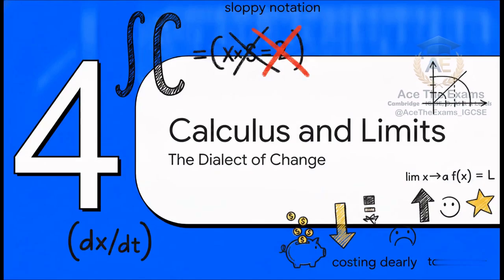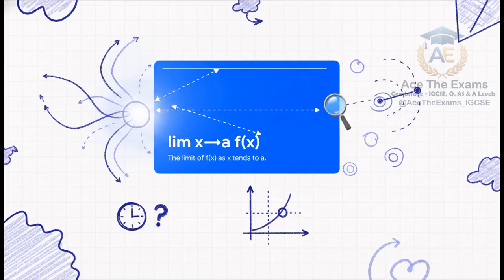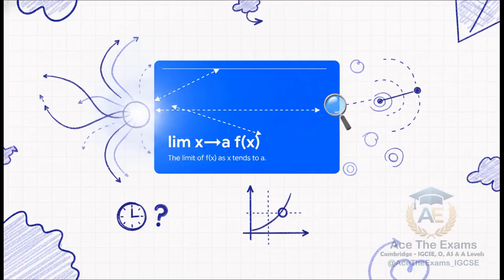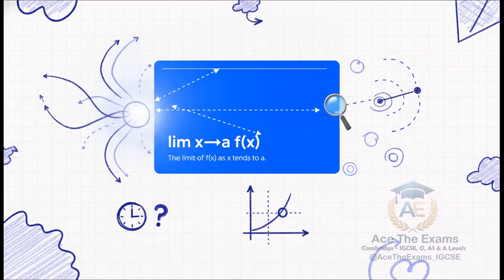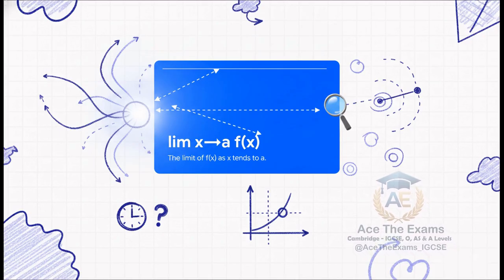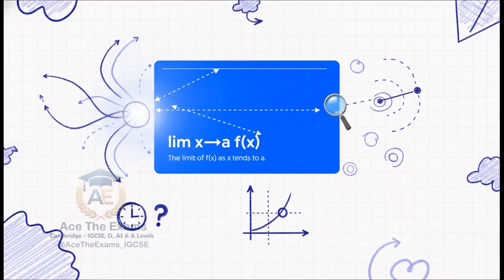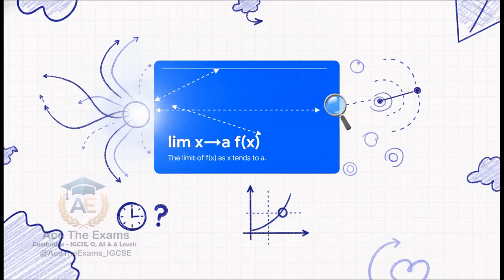All right, Part 4, Calculus and Limits. We have officially reached the dialect of change. In calculus, precision in your notation isn't just a nice-to-have, it's absolutely vital. Sloppy notation here will tank your mark potential. Before deriving anything, you have to grasp a limit. This notation means finding the value the function approaches as x tends toward or gets infinitely close to the value a. It's all about the journey, right? Not just the final destination.